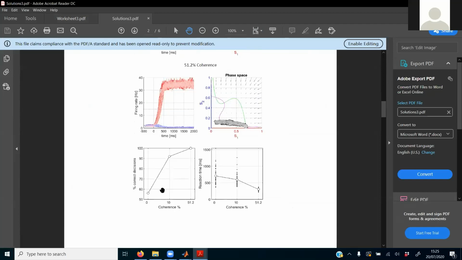And what I did at the bottom is I put each one, I had done my 50 trials. So I plotted the percentage that made the correct decision against coherence and also the reaction time. And you see this trend: increasing the coherence increases the number of correct decisions, and increasing the coherence decreases the reaction time.